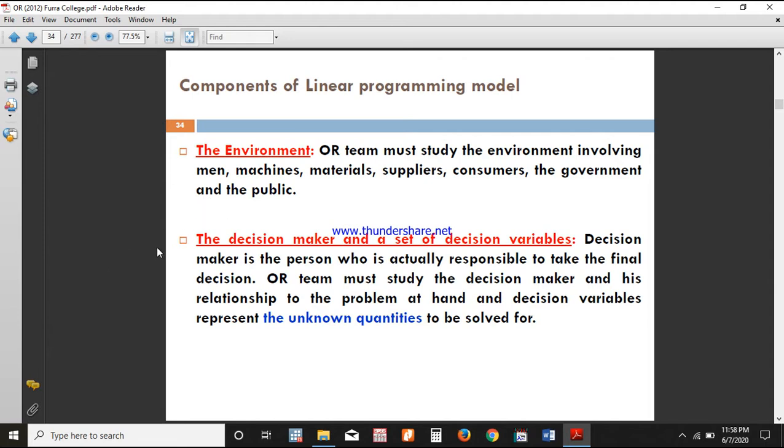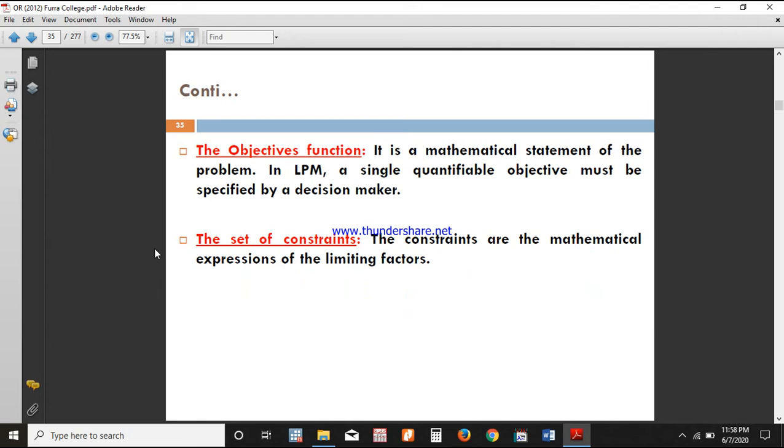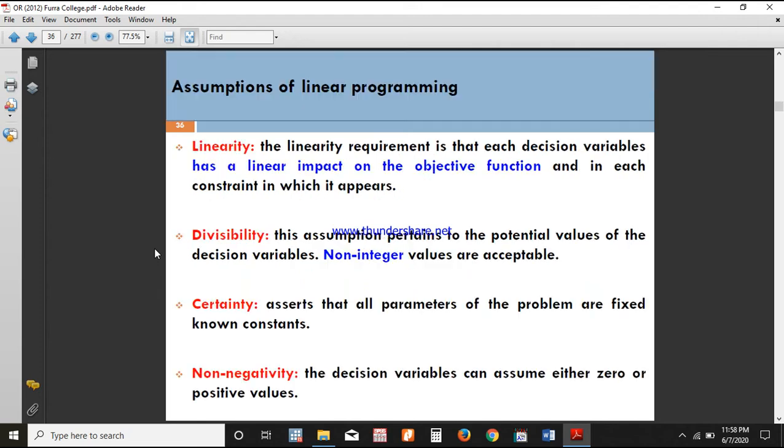The first one is the environment, the second one is the decision maker and a set of decision variables, the objective function and a set of constraints.